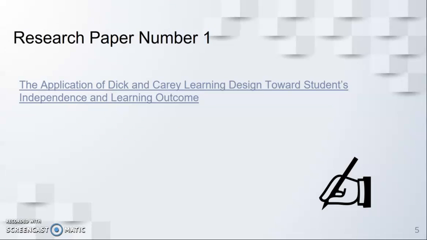In this research paper titled The Application of Dick and Carey Learning Design Towards Students' Independence and Learning Outcome, the research project was carried out on a group of 32 students who were studying educational technology at the University of Bengkulu. The purpose was to describe the instructional impact that the Dick and Carey model had on this group of students and their learning outcomes. Based on the data taken throughout the course and at the end of the course, the conclusion was that using the Dick and Carey model was an effective way to reach the desired learning results.